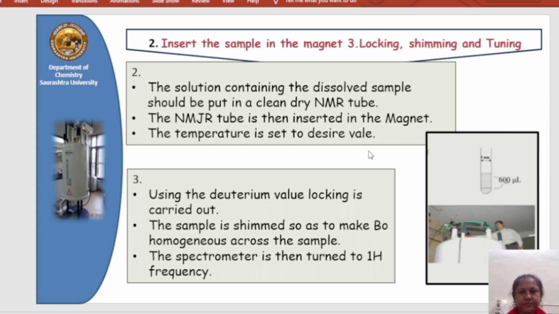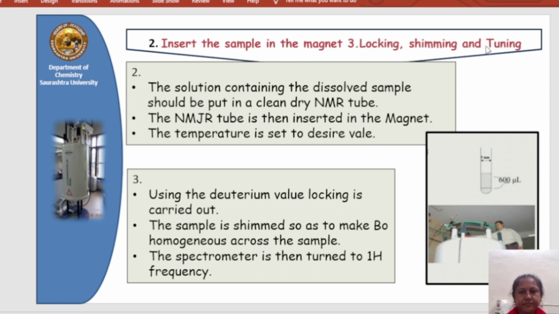Now the third point, temperature is set to the desired value. Generally we carry out this practical and record the data at 25 degrees Celsius. But sometimes if the temperature is higher, the NMR spectrometer cannot work properly. At that time, we try to adjust the temperature. Generally the temperature should be set by applying airflow. So we keep a refrigerator near the spectrometer and apply the airflow by providing 15 to 20 degrees Celsius, so it will convert to 20 degrees Celsius. So the temperature is set to the desired value.